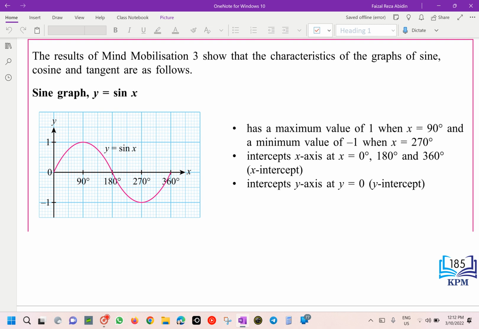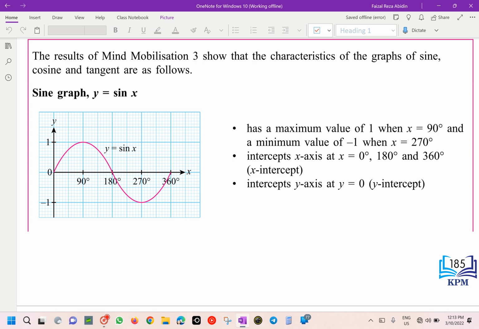This is our characteristic of the sine graph. Straight to page 185. Okay, how did we get the graph over here? Please take out your calculator. If we find the sine of 0, what do you get? 0. That's why we got the graph here.